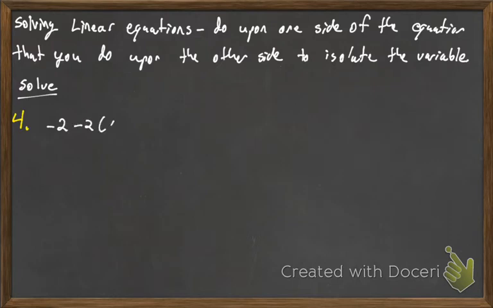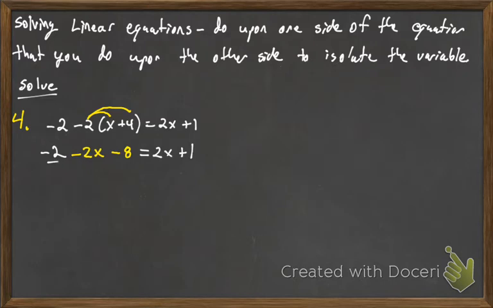So we're going to do negative 2 minus 2 times the quantity x plus 4, equal to 2x plus 1. All right. So I'm going to follow the order of operations: parentheses, exponents, multiplication, division, all that kind of stuff. Before I do anything else, I'm going to do the distributive property there. So I'm going to distribute that minus 2 through. Then we'll get into collecting like terms.